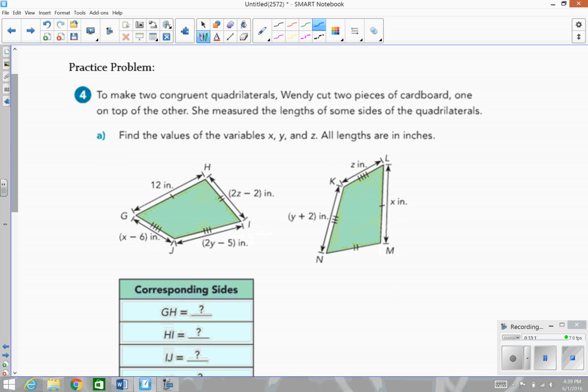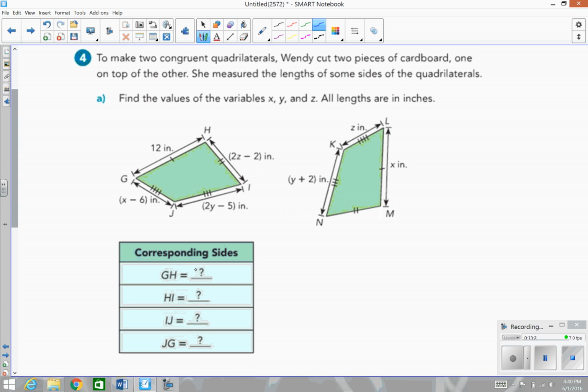Okay, now that you've had a chance to try this, let's go over it. Side GH is equal to LM. So GH is 12, equal to LM. This is really nice because now we know that X equals 12 because they have to have the same measure. We were also given that HI is equal to MN. Those are corresponding.